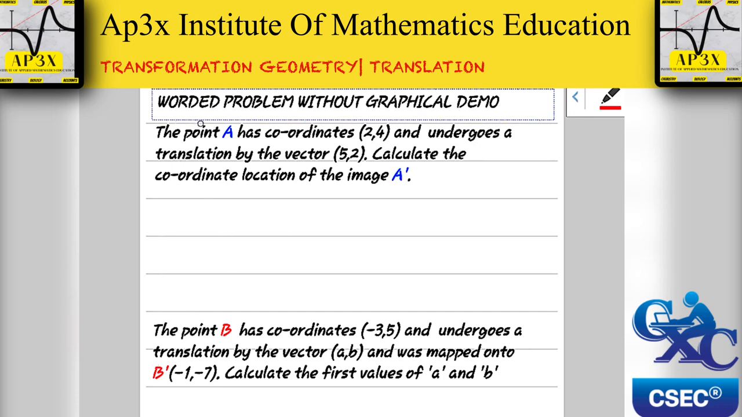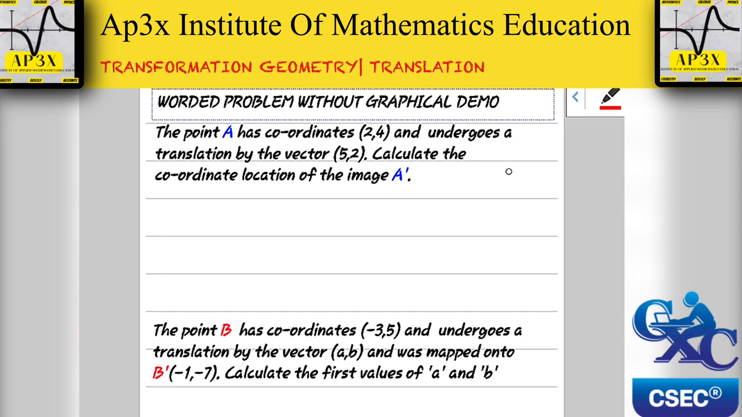It says here that the point A has coordinates (2, 4) and undergoes a translation by the vector (5, 2). Our task is to calculate the coordinate location of the image A', and that little dash here means A prime. Most times, now and in the future, our image will be indicated by A prime. A little dash is like a complement.